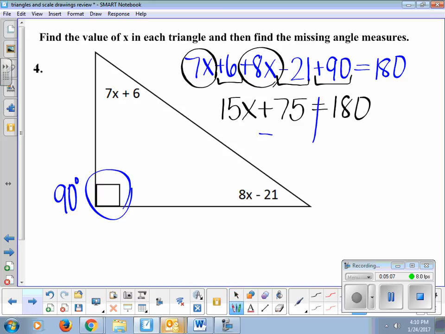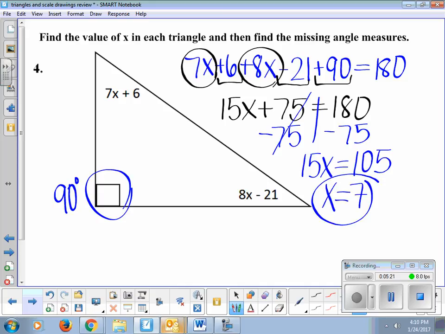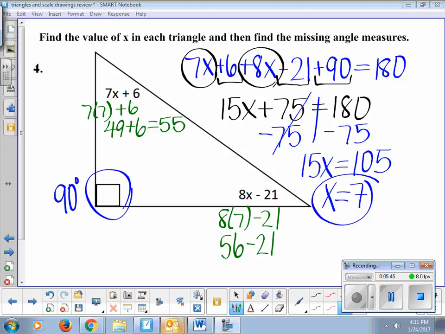For our two-step equation, undo any addition or subtraction first. We're subtracting 75, and we get that 15x equals 105. We have to divide both sides by 15, and we get that x equals 7. Don't forget to plug that value back into your missing angle measures. 7 times 7 plus 6, 7 times 7 is 49, plus 6 gives us 55. And 8 times 7 minus 21. 8 times 7 is 56 minus 21. And 56 minus 21 gives us 35.